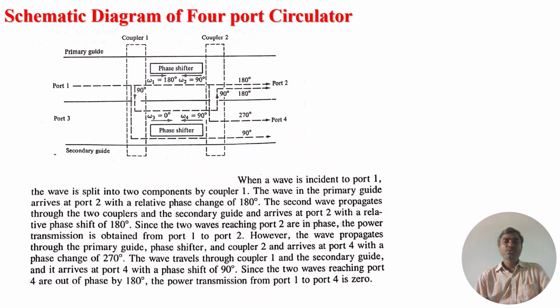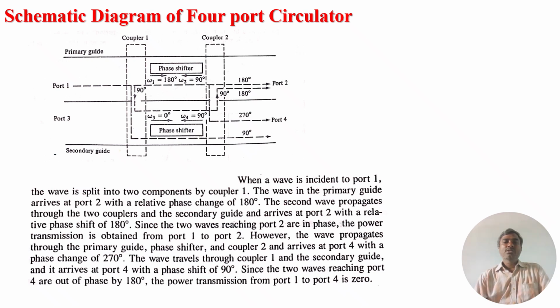This figure shows the schematic diagram of a 4-port circulator. A 4-port circulator can be constructed by joining two rectangular waveguides in parallel. These two waveguides have a common wall. There are two slots available in the common wall through which coupling takes place from the primary waveguide to the secondary waveguide and back to the primary waveguide.